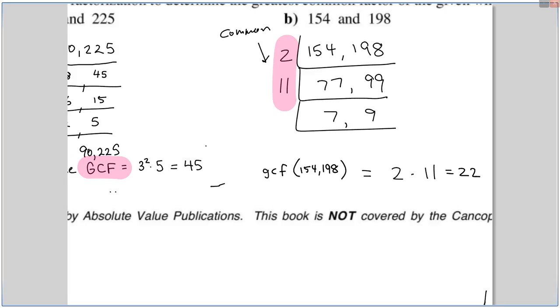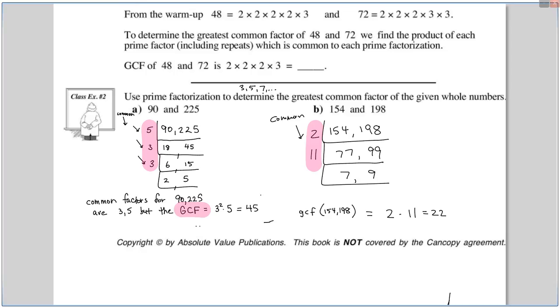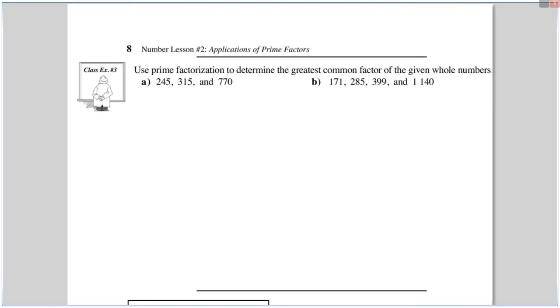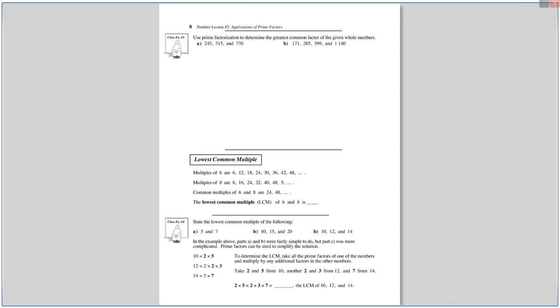Alright, so moving along, that's GCF. Okay? You need to know how to do GCF. It's going to be on your daily quiz tomorrow. Okay, those are really big. Now we can jump into LCM.